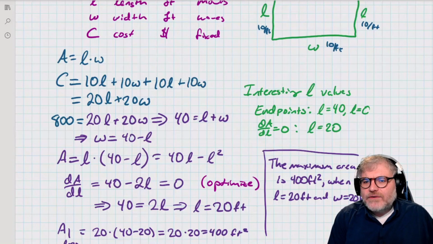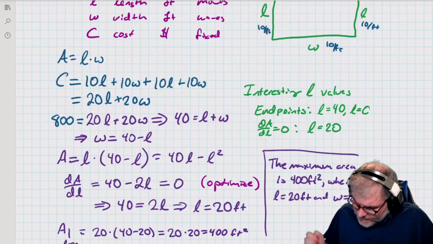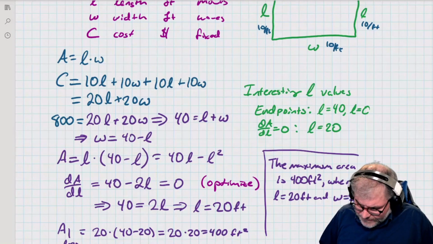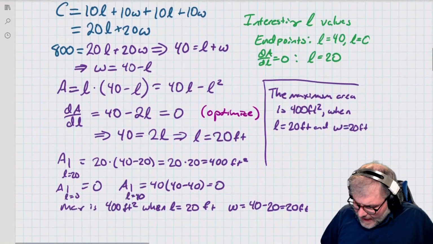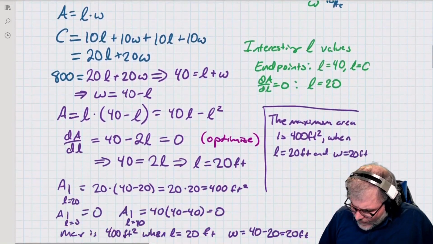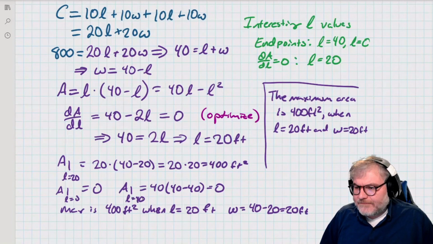Now I'm going to take the derivative and set it equal to zero, because I want to optimize this. I take the derivative with respect to L and get 40 minus 2L, and I set that equal to zero. So I get 40 equals 2L, or L equals 20 feet. Now I need to check my endpoints. If I spend all my money on length, I'll wind up with 40 length.